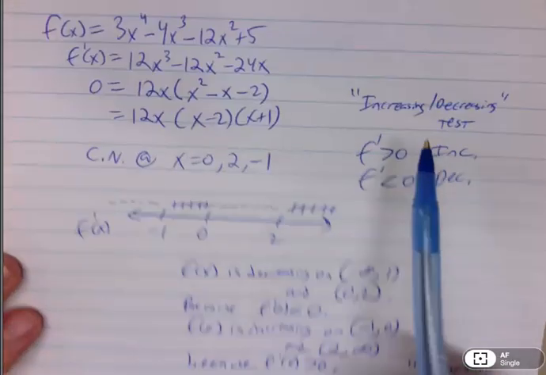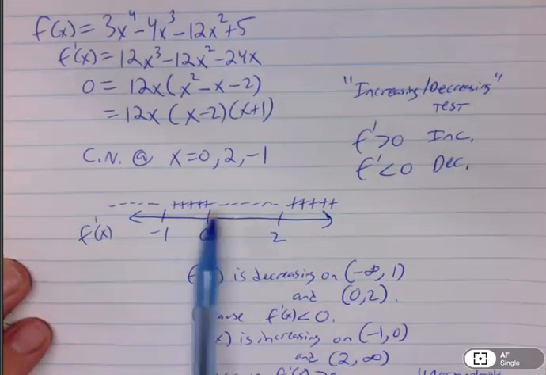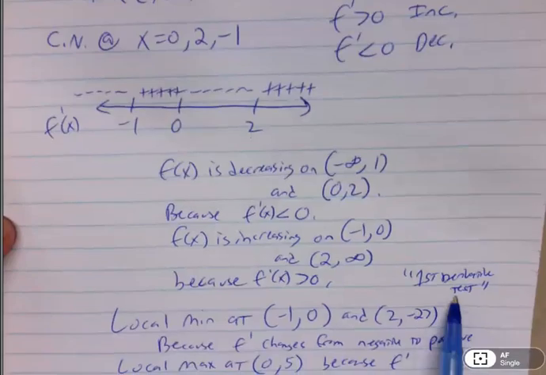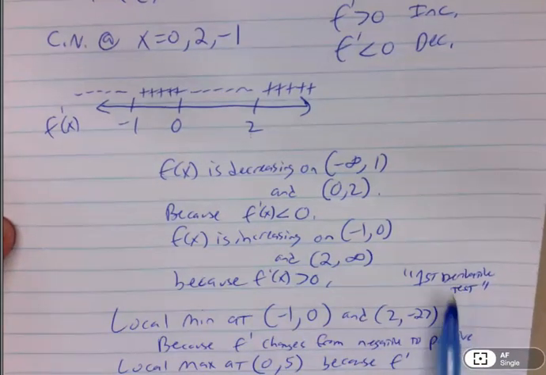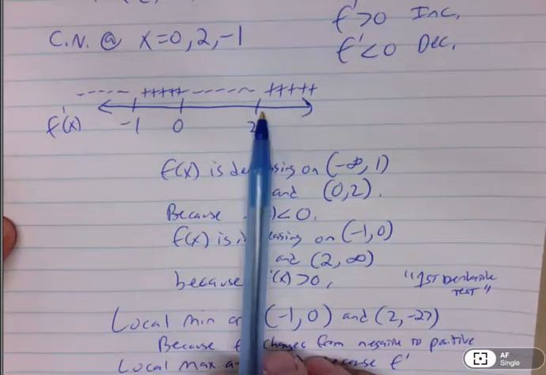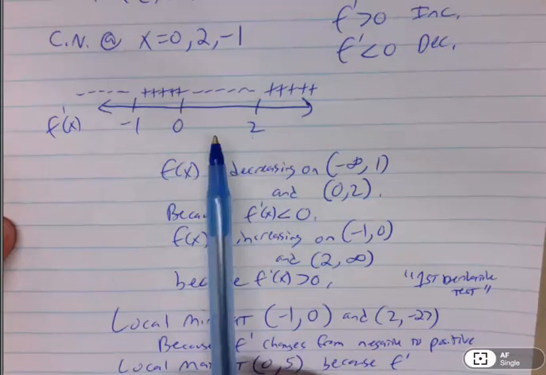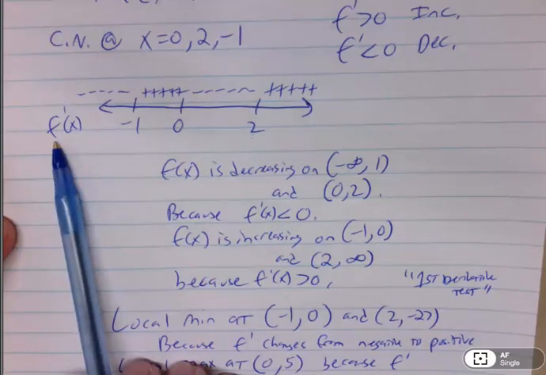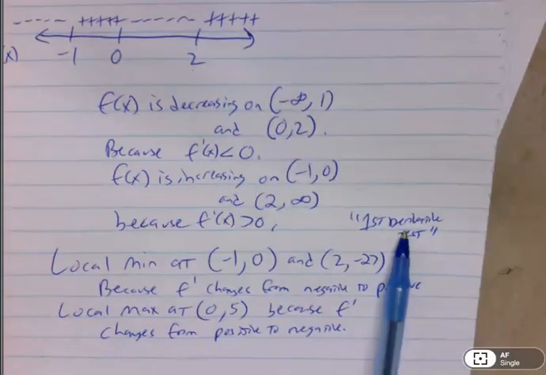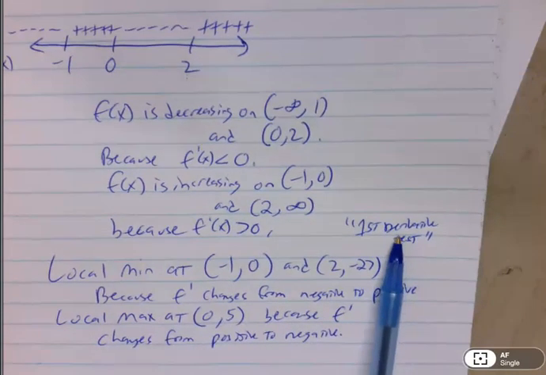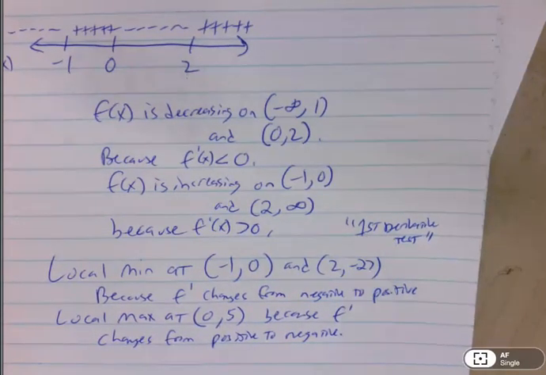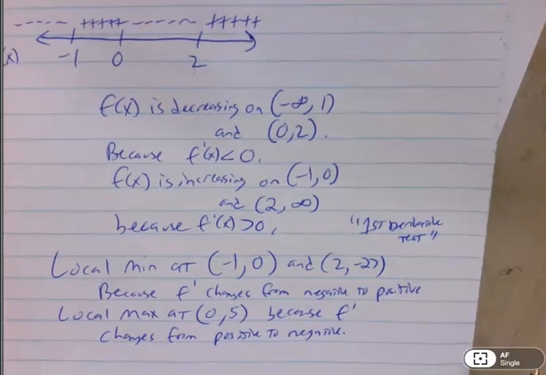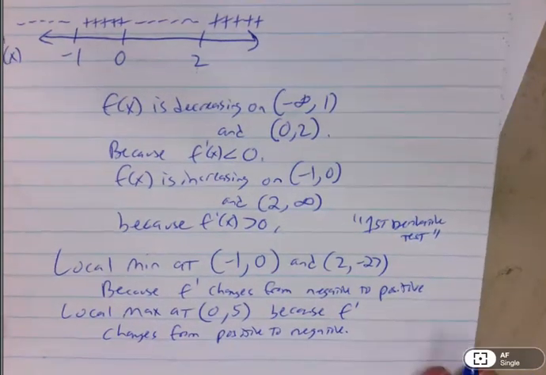So the increasing decreasing test is really just looking for pluses and minuses in general. The first derivative test is where you actually find local maxes and mins based on your increasing and decreasing changing. Your derivative changes sign. If you look in the book for first derivative test, you'll see it says f prime changes from positive to negative or negative to positive. That's what you're looking for. So that's one basic intro example to finding local max and min.